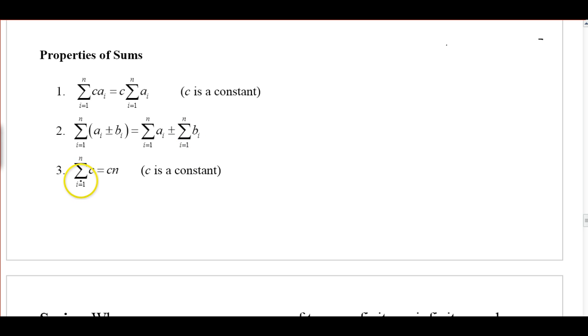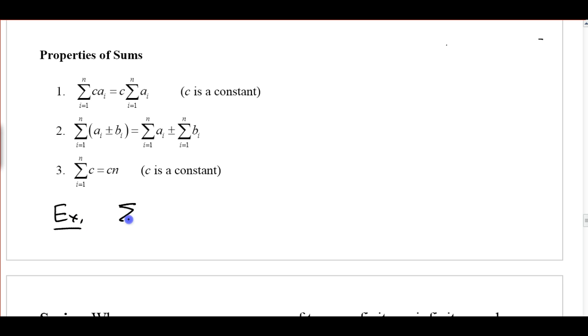And then the last one is kind of interesting because we have the sum as i goes from 1 to n of a constant value. So what this turns out to be is just that constant value times our value of n. So let's take a look at an example of that.